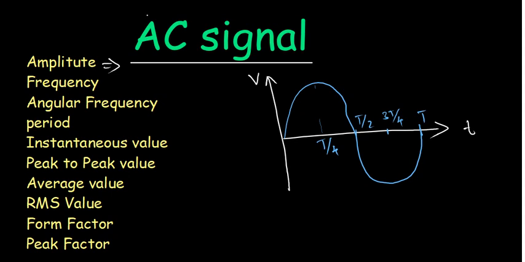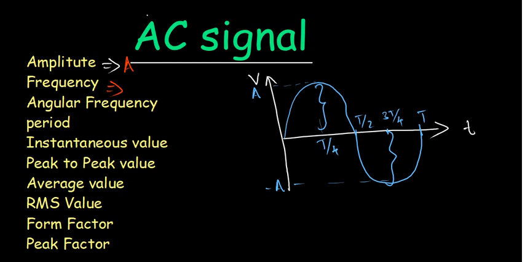So this is a sinusoidal waveform, and the amplitude for it, I just marked, this is A, and this is minus A. So amplitude is the maximum value measured from its zero. This is called the amplitude. So the amplitude value is capital A. And the frequency. What is frequency?